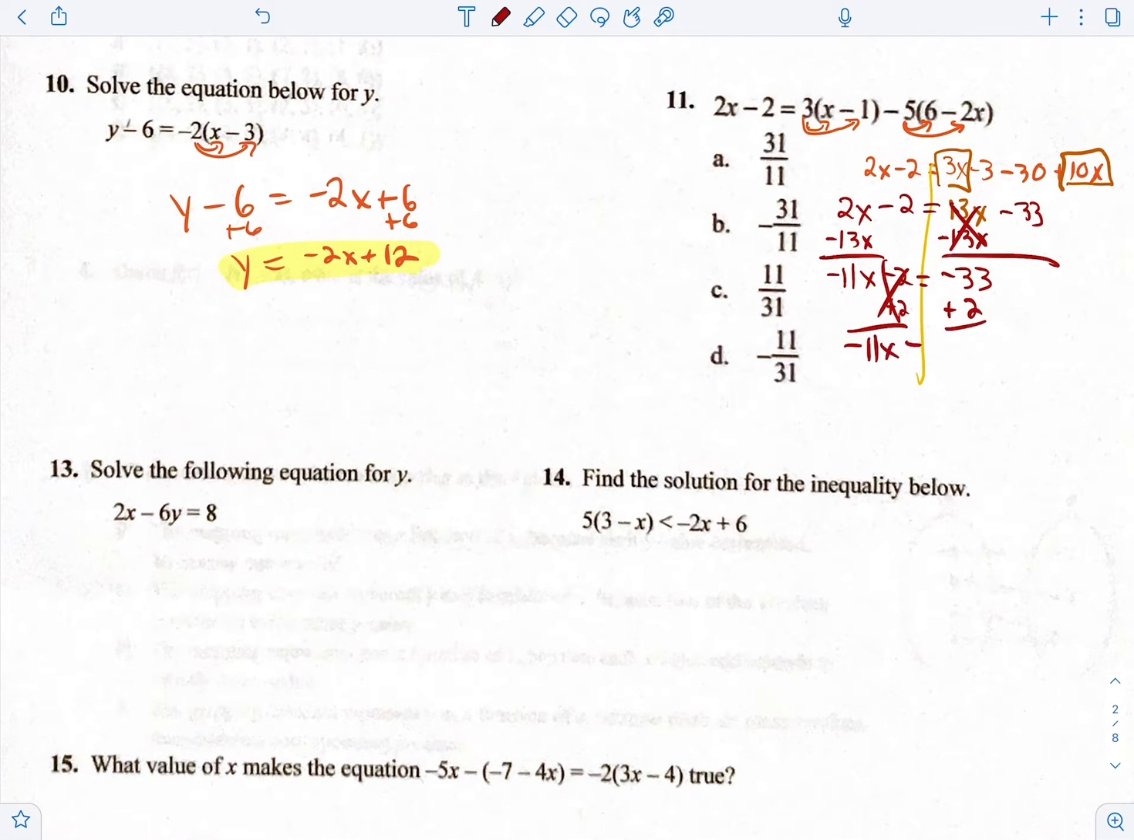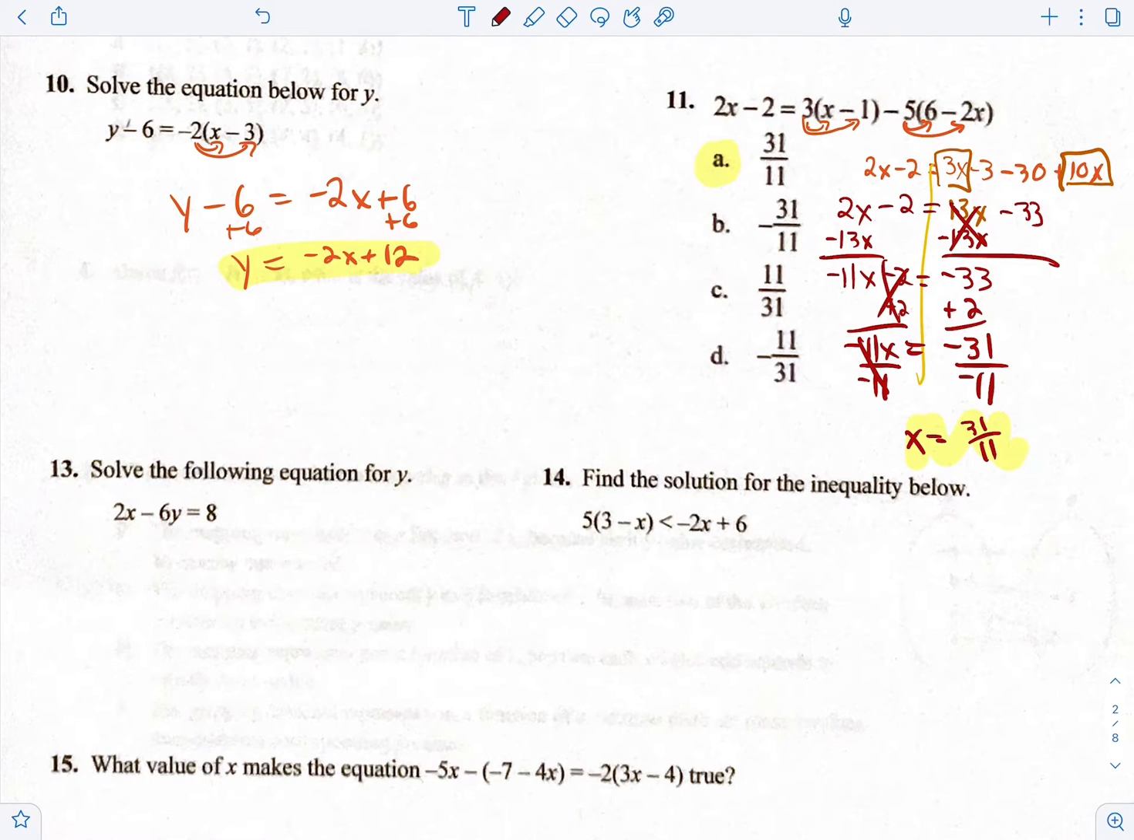And negative 11x is equal to negative 31 divided by negative 11. And we have x is equal to, that's double negative, so that's positive, 31 over 11, which is A.